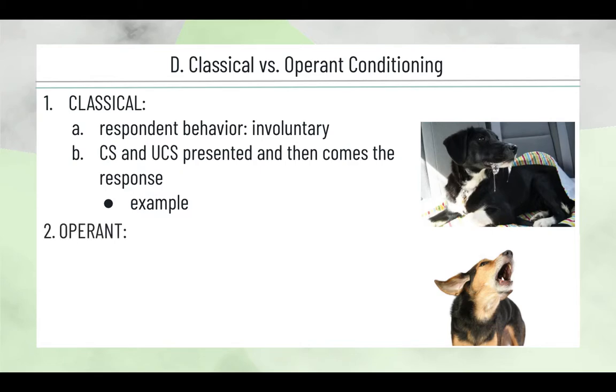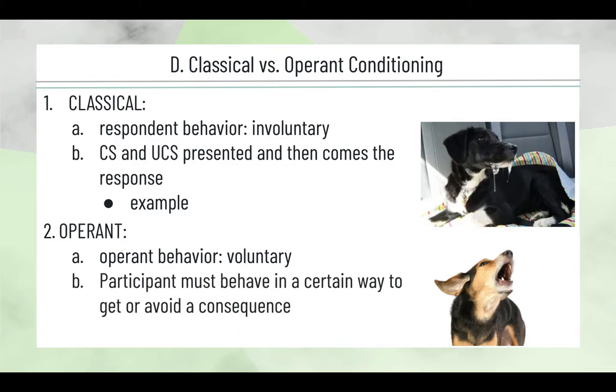When we compare it to operant, operant is operant behavior. It operates on the environment and it is voluntary. So we're going to assume in this case that the barking is voluntary. They see the food, they bark, and the reason they bark is probably because they were given food as a reinforcer. So the participant, in this case the dog, has to act in a certain way in order to gain or to avoid a consequence. In this case, they're trying to gain that reinforcer of food.